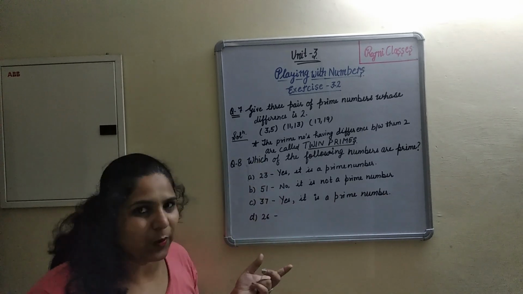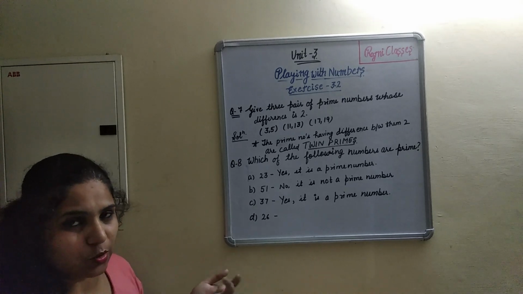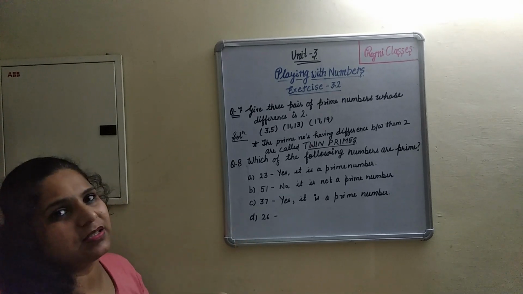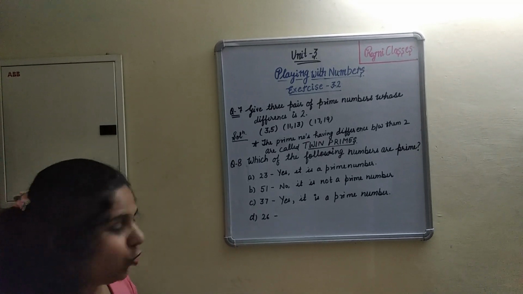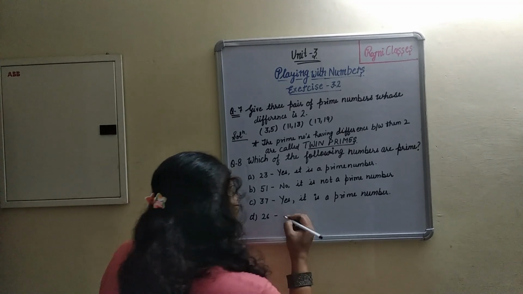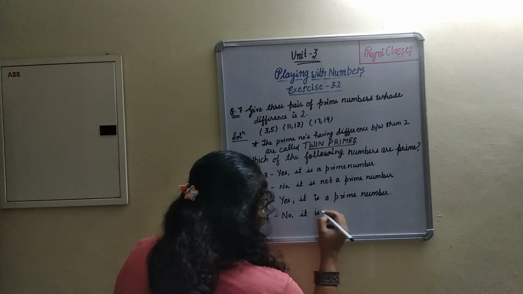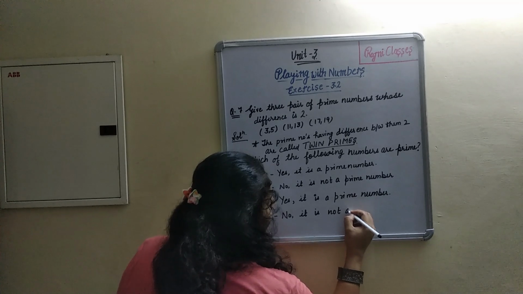And last one, 26. Beta, 26 we can divide by 2 also. So 1 and 26, there is one another factor which is 2. That's why it's not a prime number, it is a composite number. So write no, it is not a prime number.